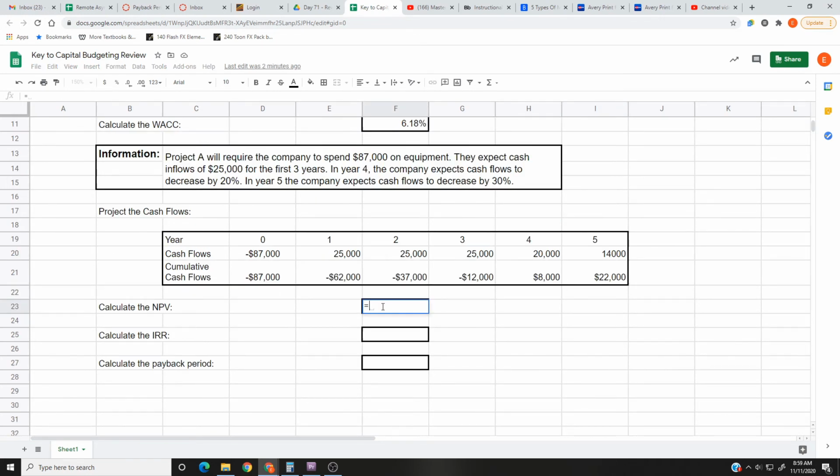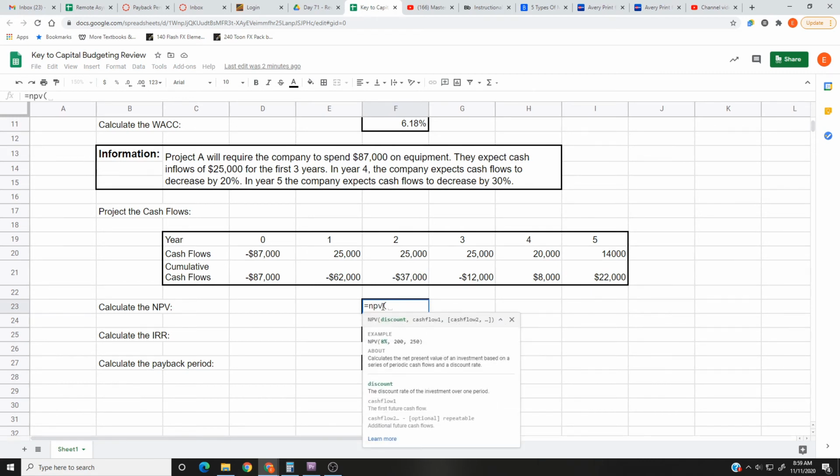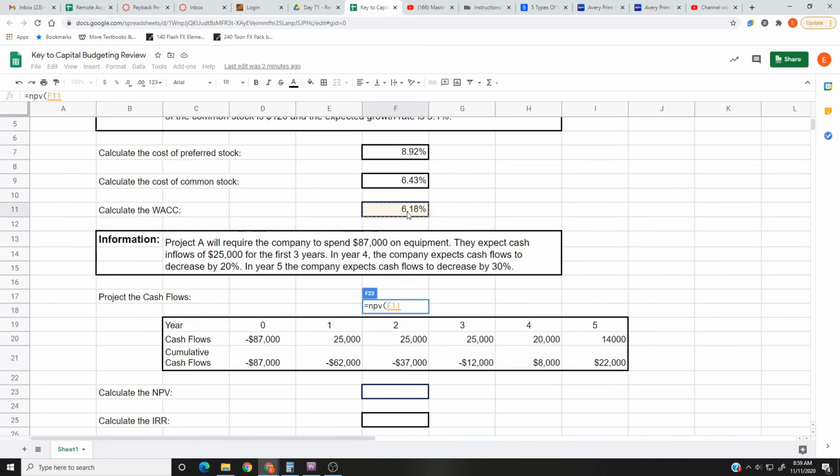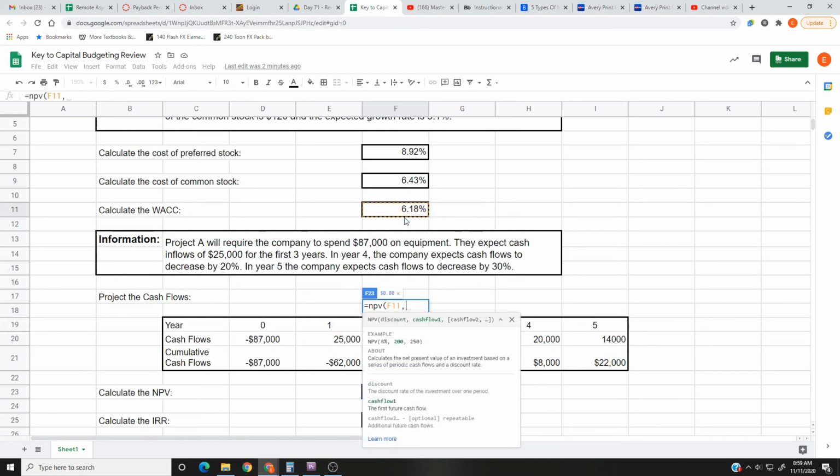So we're going to press equal, and we're going to press NPV. This is the shorter way to do it. If you want to go back, you can watch how we did that in the NPV videos for the NPV assignment. But what we have to do is find the discount rate first. I'm going to go up here, click on the rate, which is the WACC. We're going to press comma.